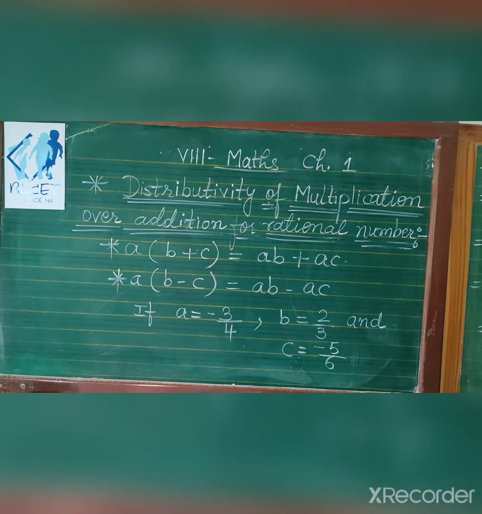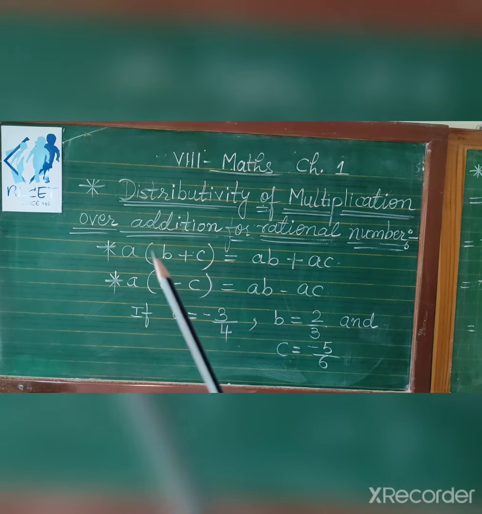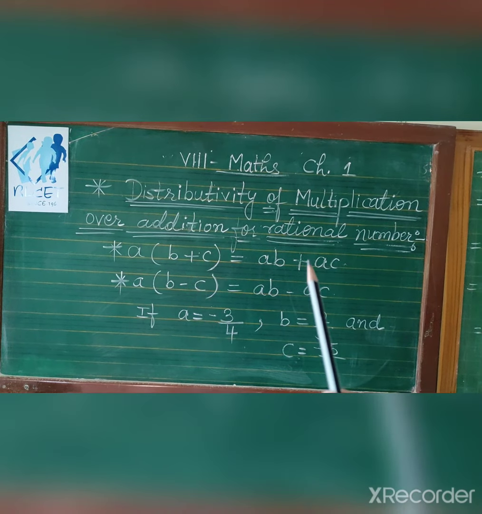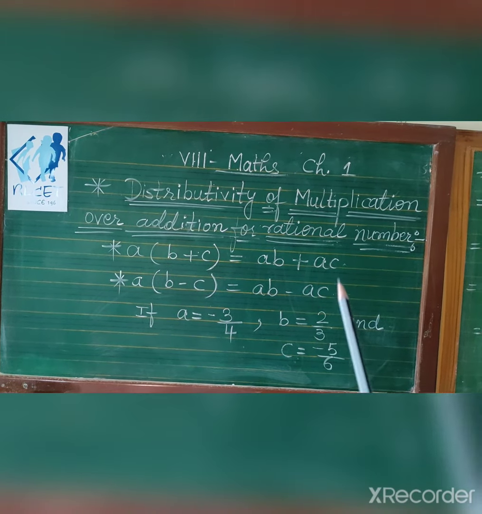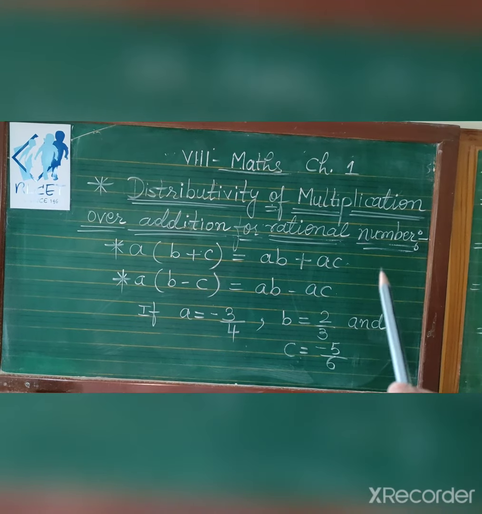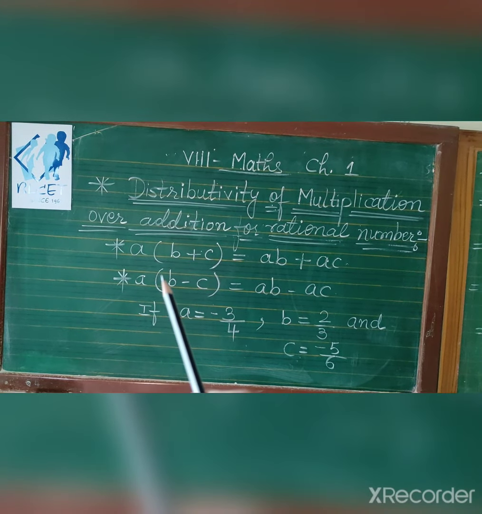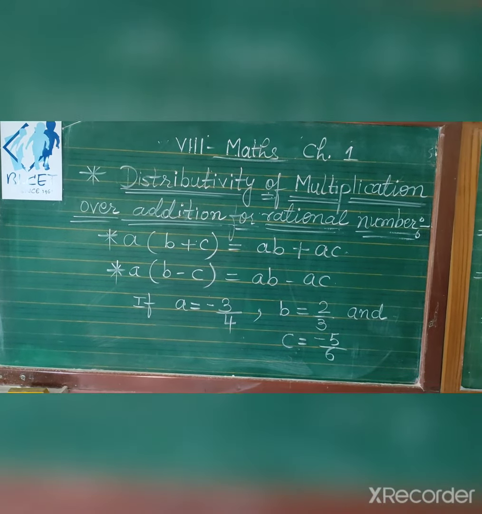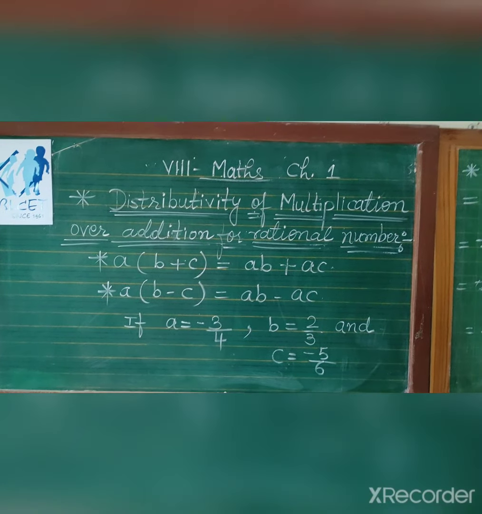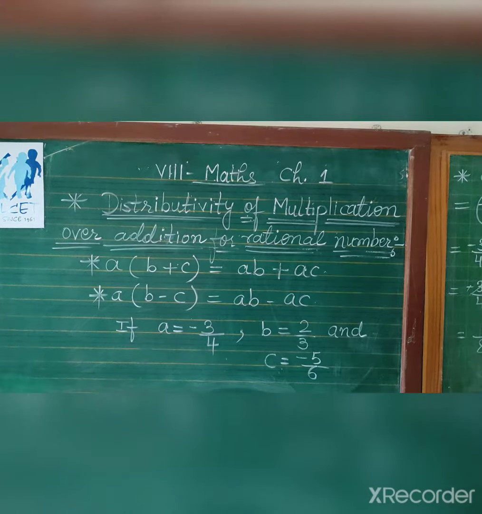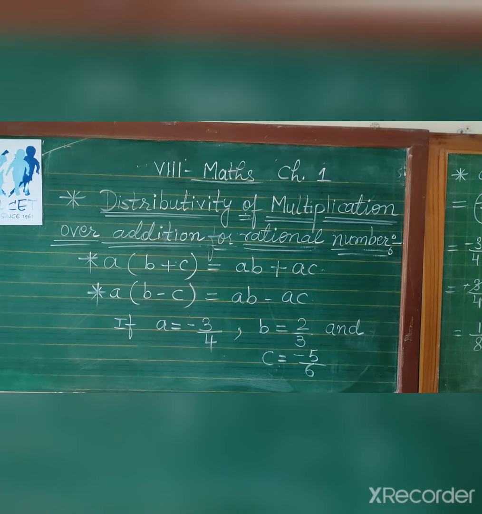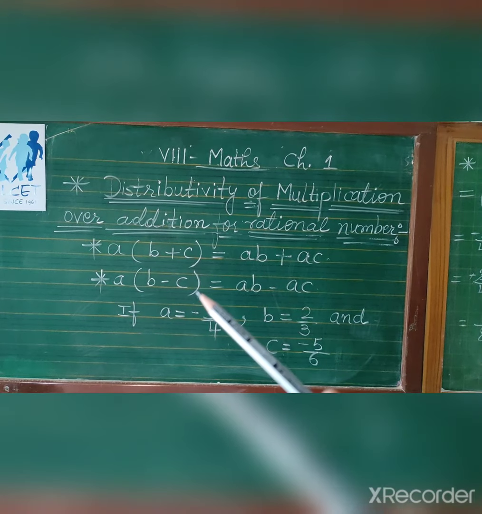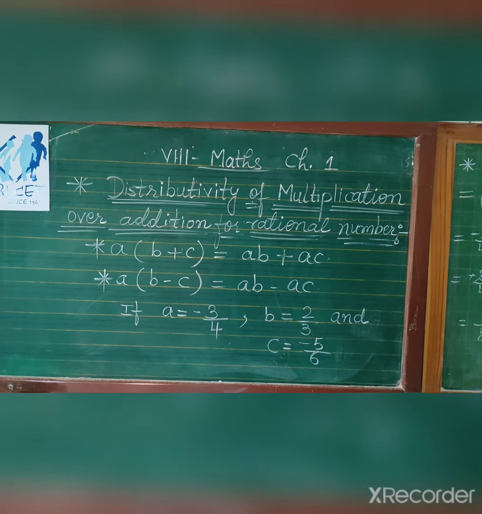with addition sign. So a into b, when you multiply these two rational numbers, ab, middle sign as it is, a into c, ac. Same way for subtraction. Here addition and subtraction, we can say distributivity of multiplication over addition and subtraction for rational numbers. I forgot to write here a into the bracket b minus c, so ab minus ac.